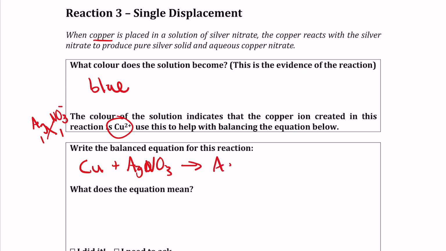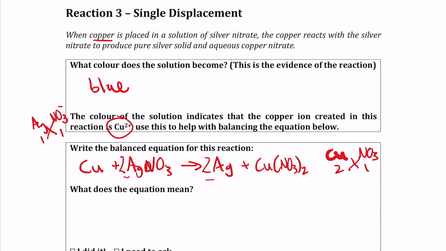So we make our pure silver solid, and then because we know it's copper 2, it's going to have 2 electrons to give away here, but nitrate still only needs 1, so we crisscross that. We get Cu(NO3)2. So there we go. That's not quite balanced, and so I will do that by putting a 2 in front of here. That gives me 2 nitrates, and a 2 in front of there, 2 silvers, 2 silvers.